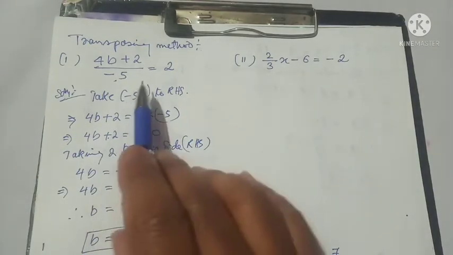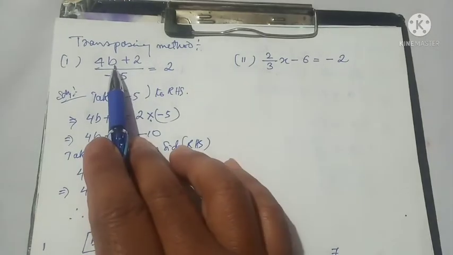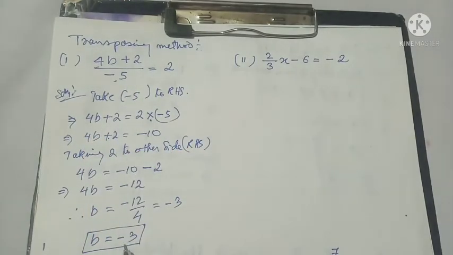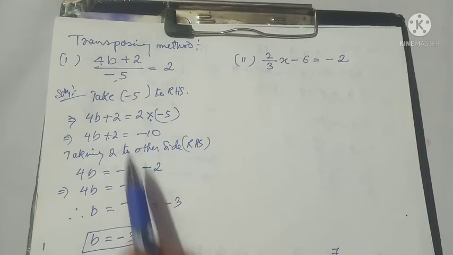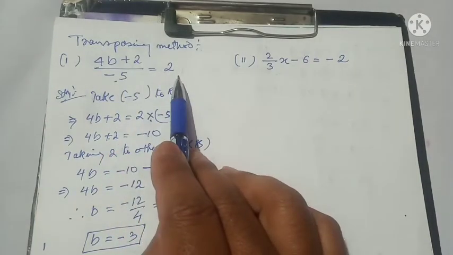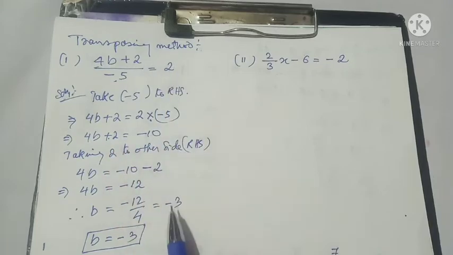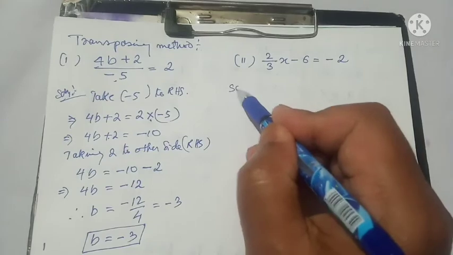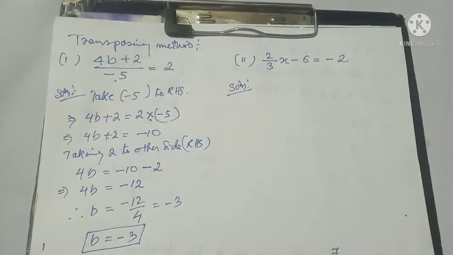If you check, if you put the value of b, you will get 2 on the left hand side, and you will get the same on the right hand side. Okay, but let's see the next question again.